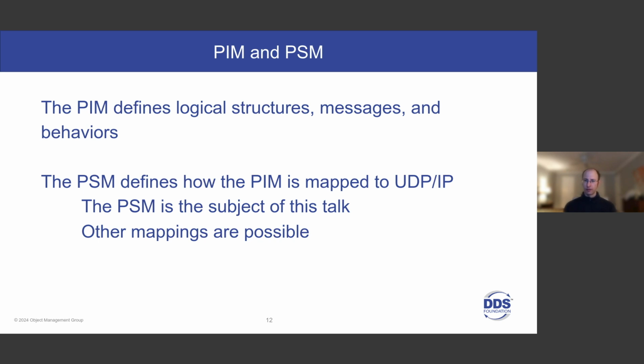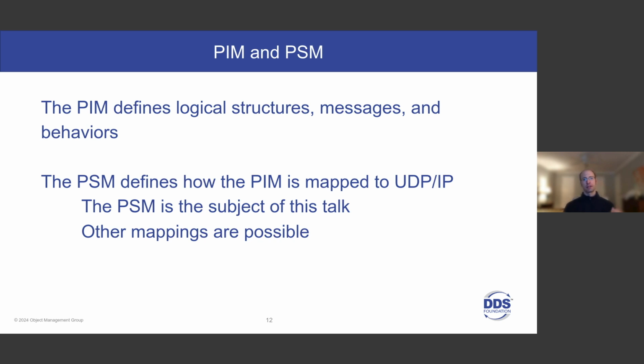Other mappings are possible. For example, there's a TCP mapping that has been talked about for a while. But the UDP IP one is the main one because it's in the spec, vendors have adopted it, implemented it, and that's the one that you're going to see in practice most of the time.